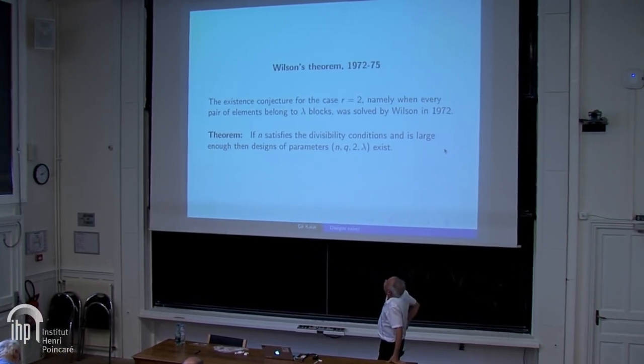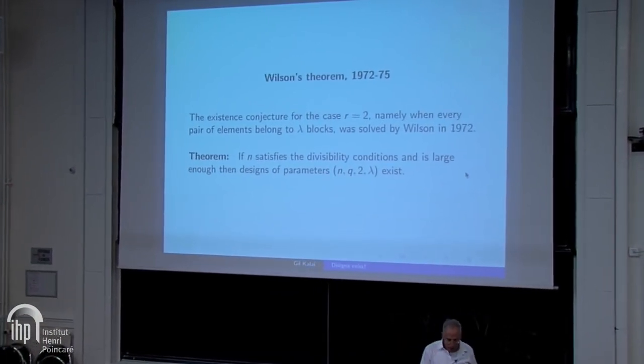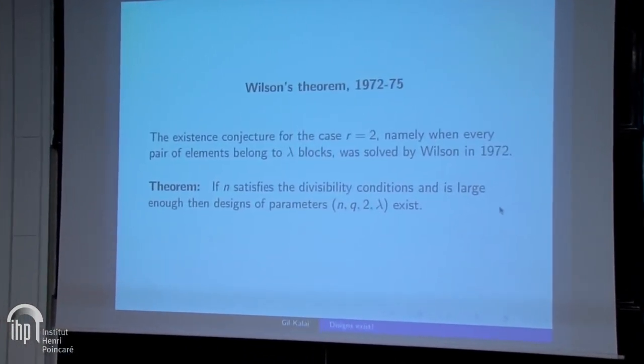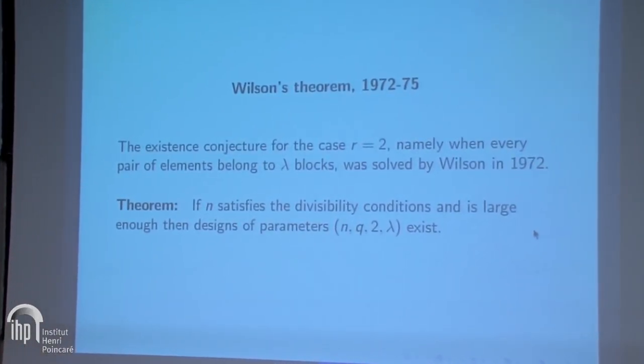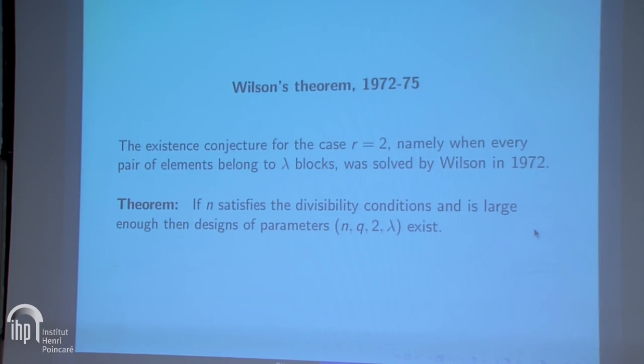So now I want to describe a landmark in the theory which happened in the 70s and 80s. In 1972 up to 75, Rick Wilson proved the existence of designs. He proved the existence conjecture for designs for the parameter R equal 2. So systems of sets where every pair of elements are included in Q elements. Again, Q is a fixed number, n goes to infinity. There are some divisibility conditions, at this time only 2 divisibility conditions, and Wilson proved that apart from a finite number of exceptions, for every fixed Q, these designs exist. So this was a very beautiful breakthrough.